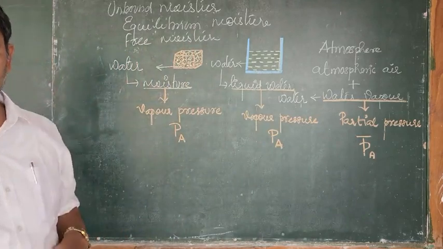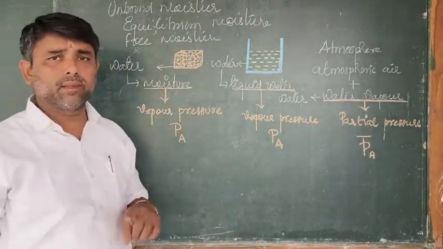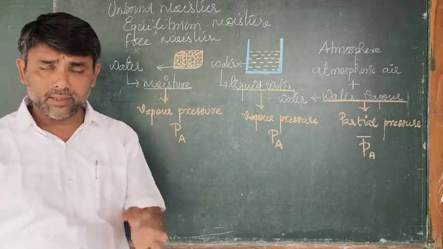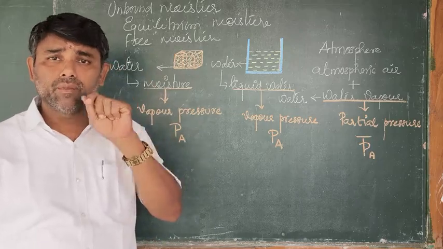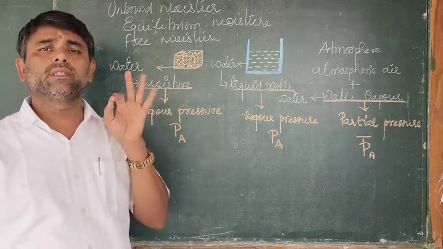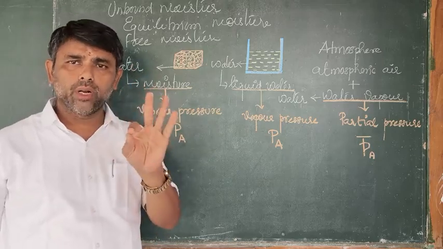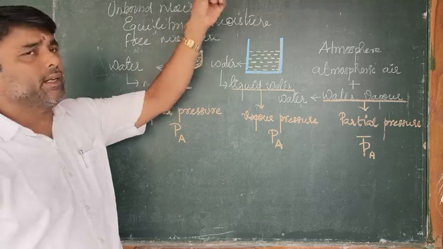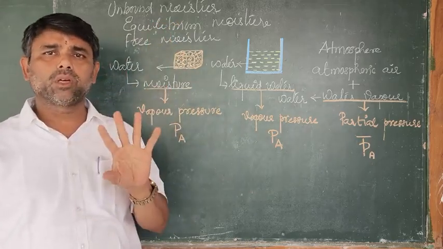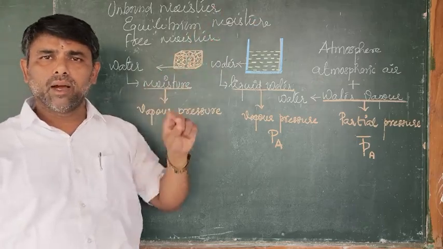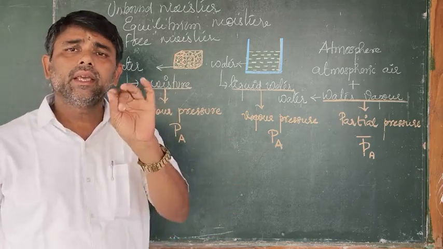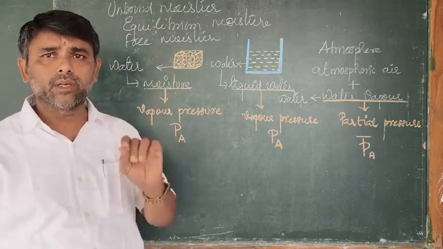What next? Unbound moisture. Again, unbound moisture is nothing but moisture contained by the substance which exerts an equilibrium vapor pressure equal to the vapor pressure of pure liquid at the same temperature. In bound moisture, I am comparing vapor pressure and vapor pressure. In unbound moisture, I am comparing vapor pressure and vapor pressure. Both are vapor pressure.